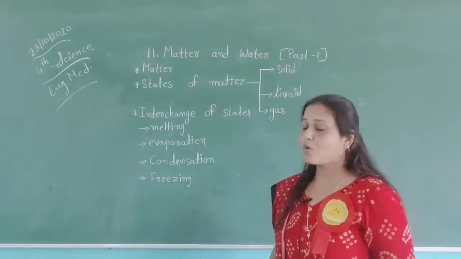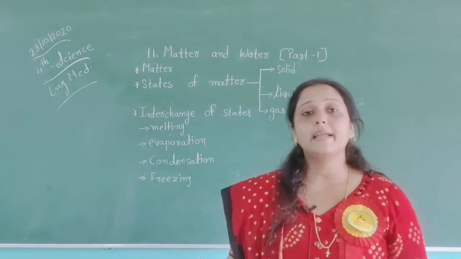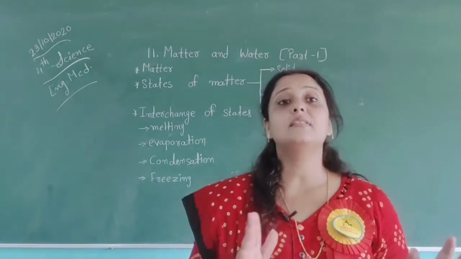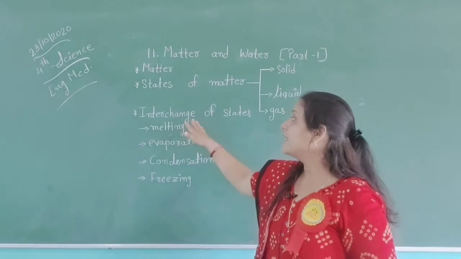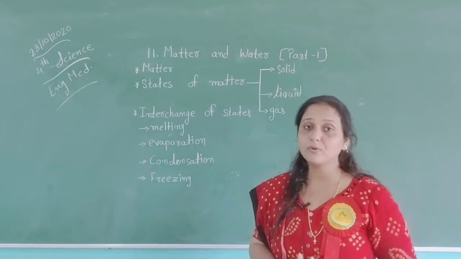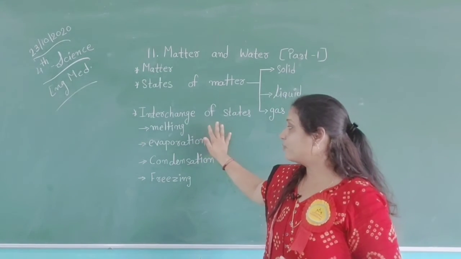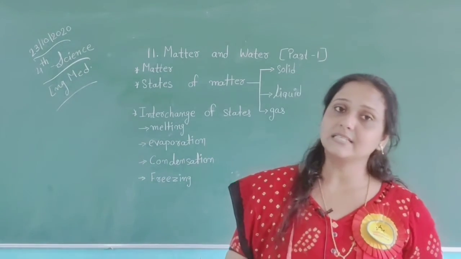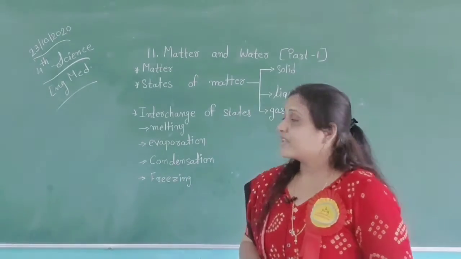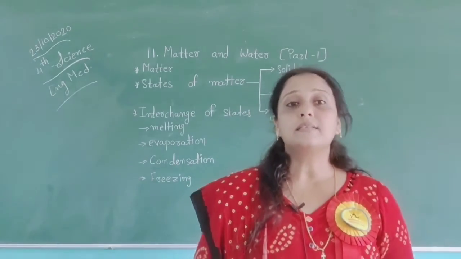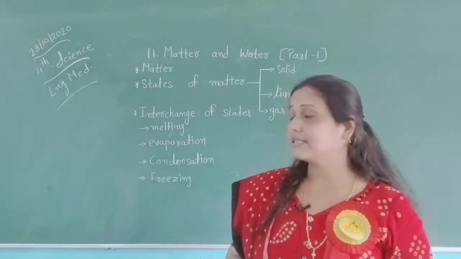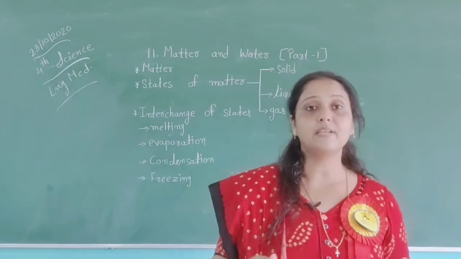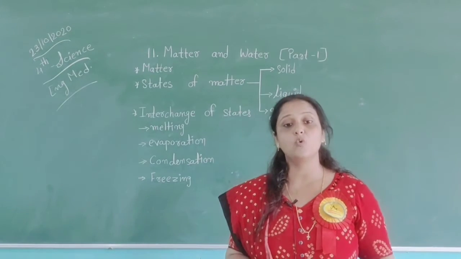Then interchange of states. When anything changes its state from one to another, this is called interchange of states. And how many processes are there? Four: melting, evaporation, condensation, and freezing. Okay, so in this session we have discussed these things. In our next session we will discuss other things which are given in our textbook.